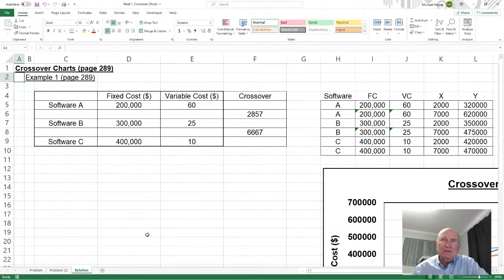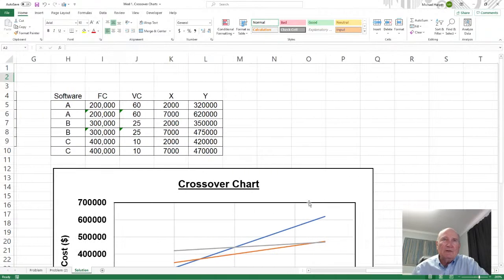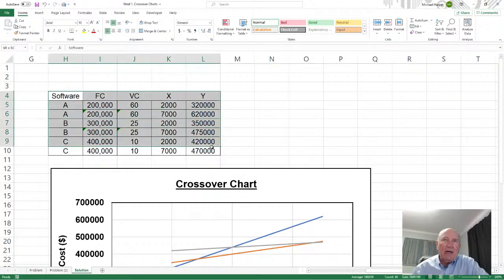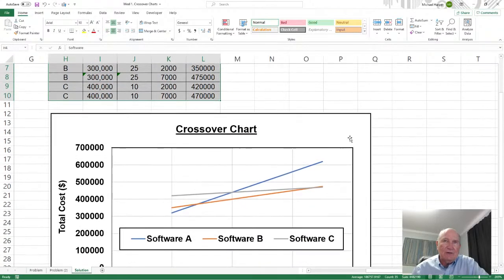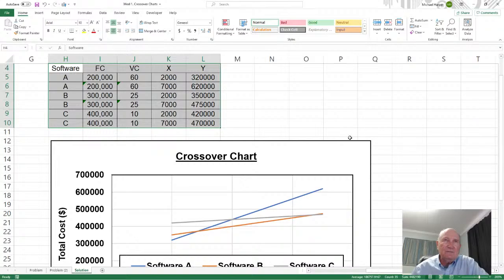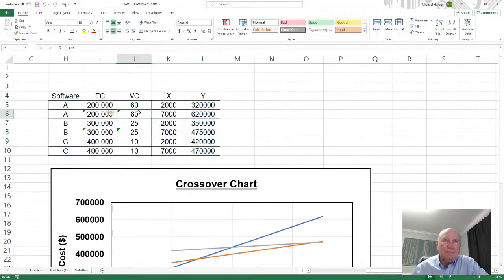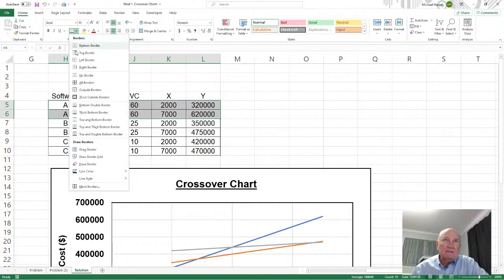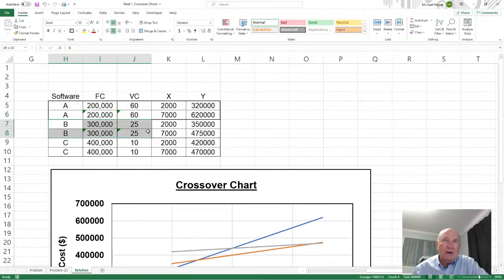But in the next solution here, I actually do it, and I also show you how to graph it. I'll let you go through and look at this. I've set these things up here. There's software A, and I can just box that in. Here's software B, I can box that in to highlight it, and software C.